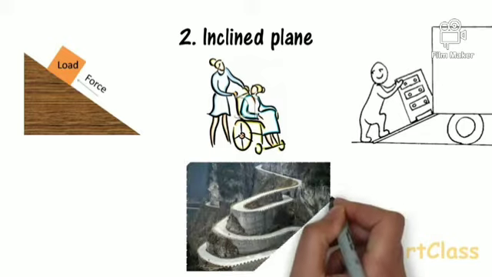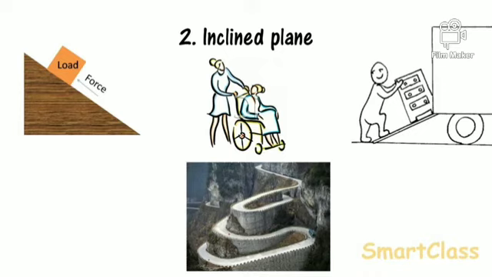Winding mountain roads are also an example of an inclined plane. This slope helps buses, cars, trucks, etc. to go up the mountain with ease.